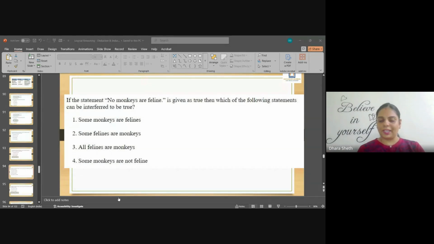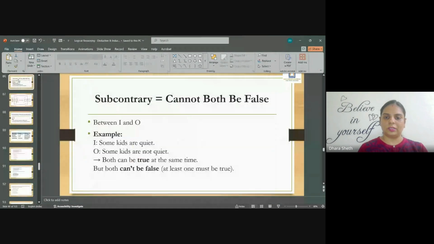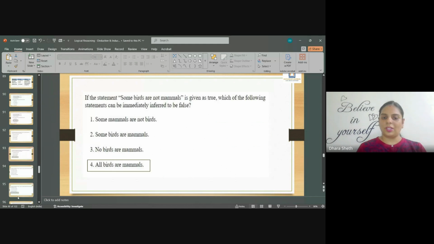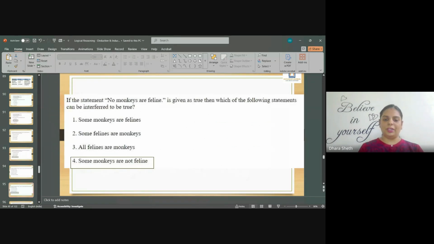Now only the O type statement is a subaltern where truth flows downwards. If no monkeys are feline is true, then some monkeys are not feline. O type statement is true. I'll show you that in the square. Here, subalterns. The truth flows downwards in subalterns. So if E is true, then O is true. No S is P, some S is not P. Based on that, your answer has to be 4. Clear with this?